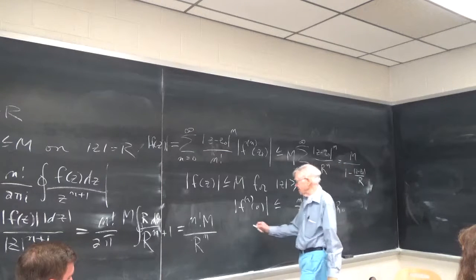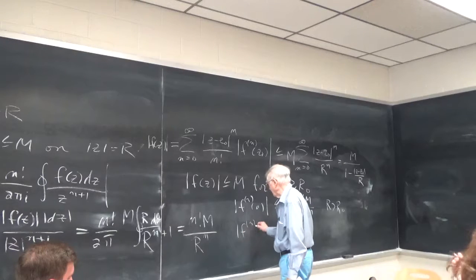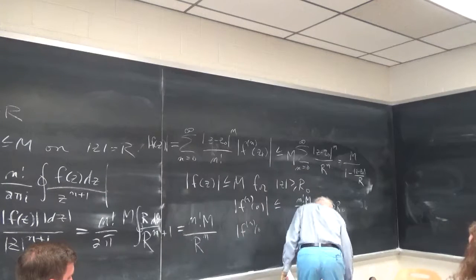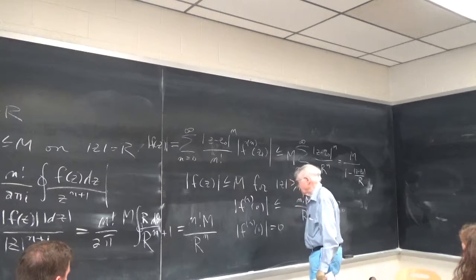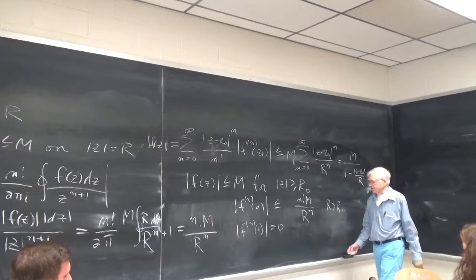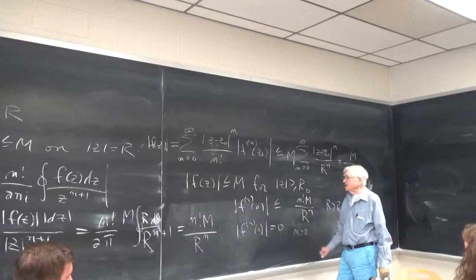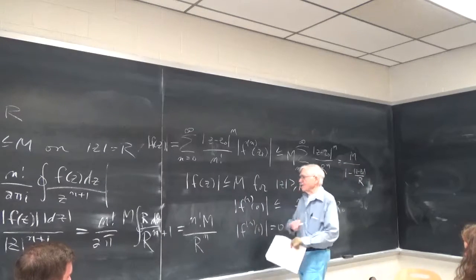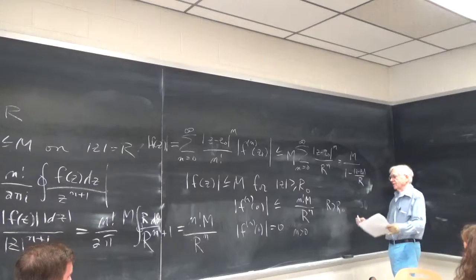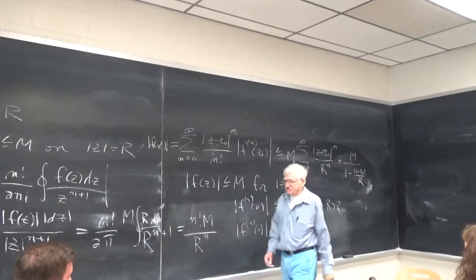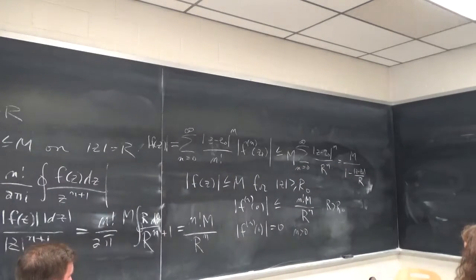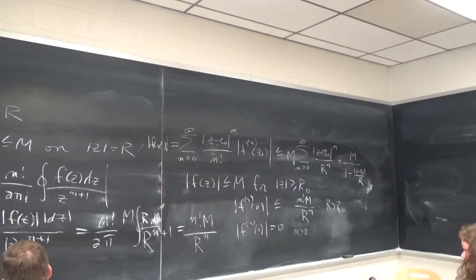And so this tells us that the absolute value of the nth derivative f^(n)(0) is 0 for n greater than 0. So in other words, if an analytic function is bounded everywhere, then all of its derivatives vanish except the 0th derivative, which says the function's a constant. In other words, if we write it as a Taylor series, all these terms are 0 except the n equals 0 term, and so the function is a constant.